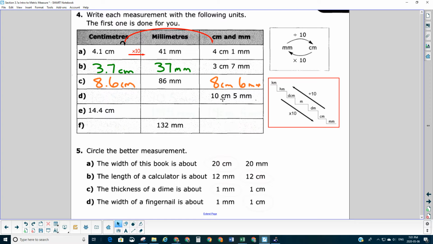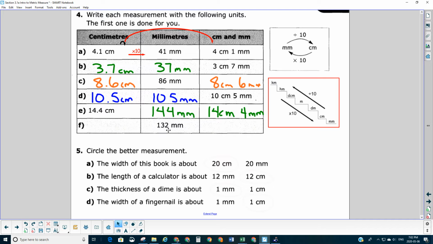Okay, so 10 centimeters and 5 millimeters. I'm going to convert that to centimeters right now as 10.5. Multiplying by 10 will get us to millimeters, so we move our decimal place one decimal place over. That's going to be 105 millimeters. If we start with 14.4 and we're going to millimeters, we're going to move the decimal place one decimal place over there to get 144 millimeters. And of course, the 14.4 means 14 centimeters and 4 millimeters.